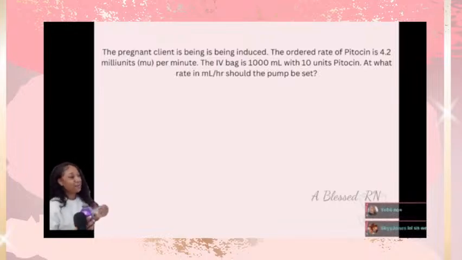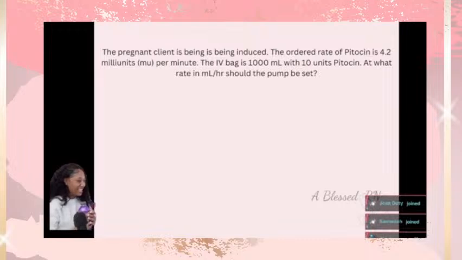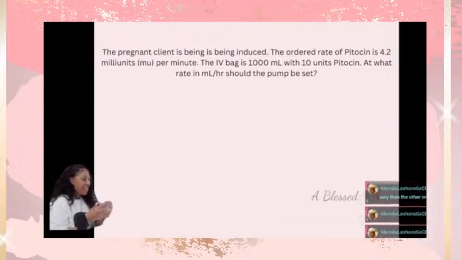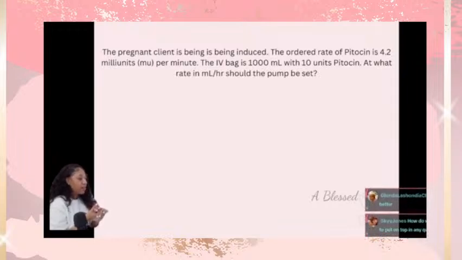Since we're trying to learn, and I'm trying to help you, okay? All right, the pregnant client, somebody asked for Pitocin, so here you go. Thank you. Thank you so much. This was very, than the other one. This was very what, Glenda? What do you mean? Better.